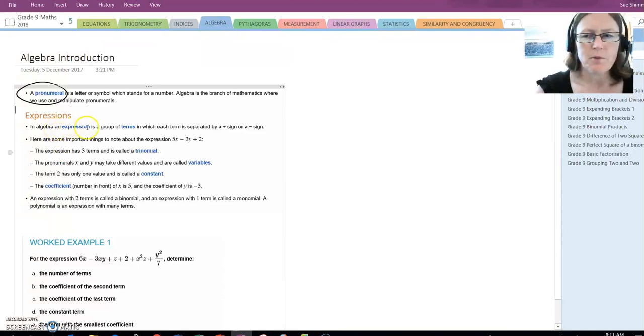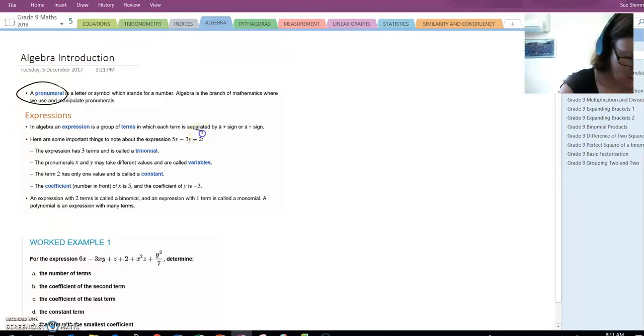In algebra, an expression is a group of terms in which each term is separated by an addition or subtraction sign. There are some important things to note about some algebraic expressions which we'll go through now.